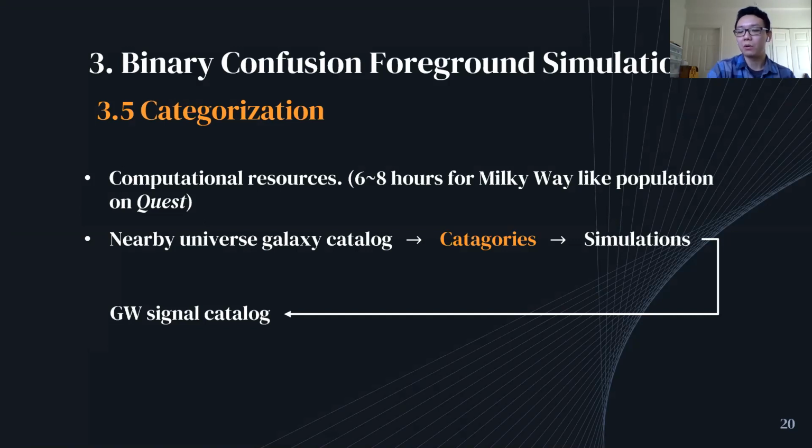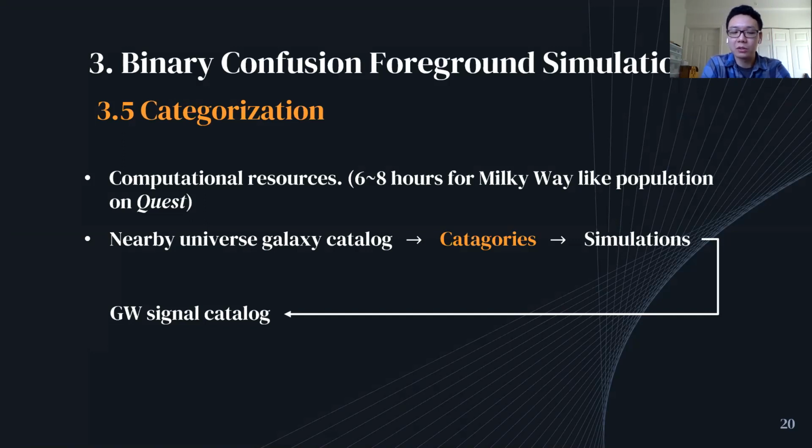But last but not least, for the simulation is the categorization. We have the map of gravitational wave sources, but we cannot simulate 50,000 galaxies. As a reference, for COSMIC to generate a Milky Way-like galaxy population takes around 6 to 8 hours on QUEST, the Northwestern Research Supercomputer. So for the universe, maybe around 40 years.